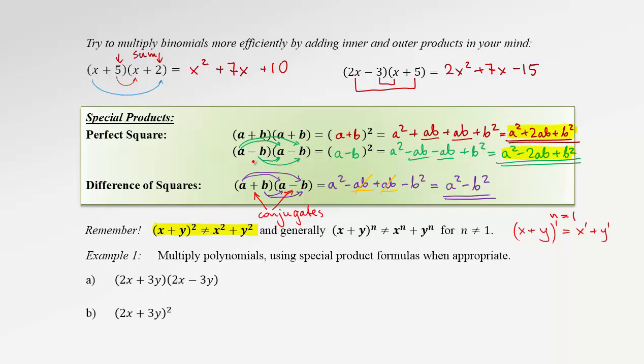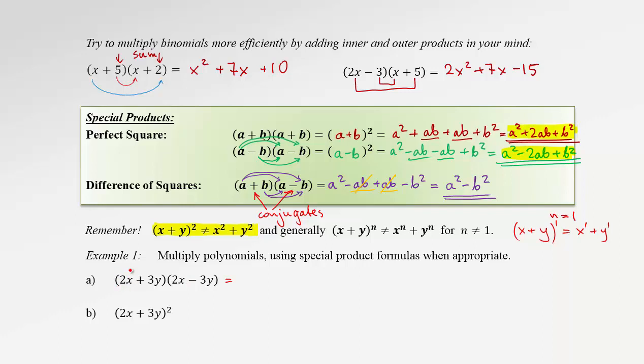Okay, let's try to use those special products whenever it's possible. Obviously, it's only possible when the terms are exactly the same in both brackets. So what do we have here? In the first bracket we have 2x and 3y, in the second also it's 2x and 3y. And the signs are different. So which formula should we use? Difference of squares. So that's really easy to apply.